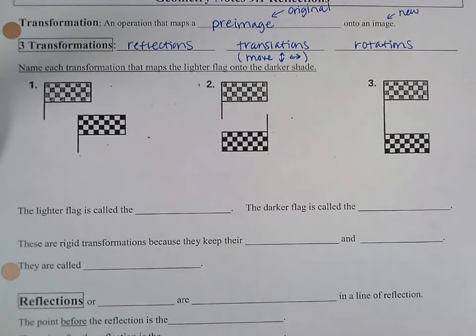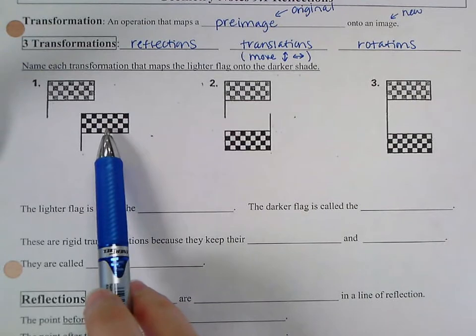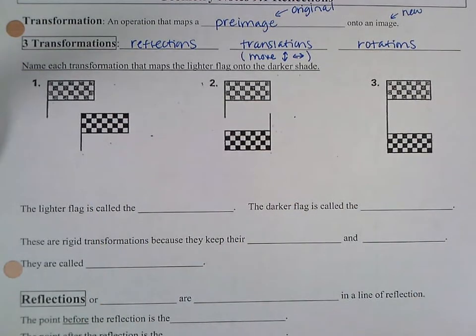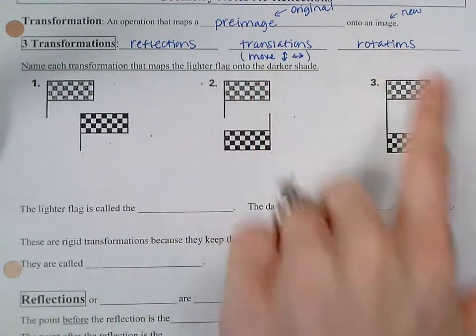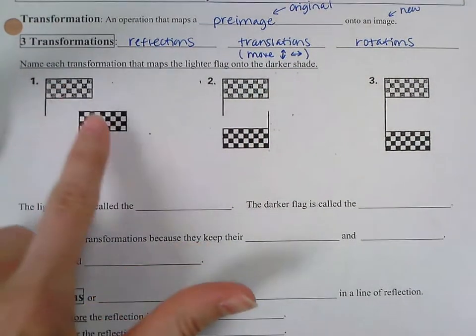So there are 3 problems below there. It says name each transformation that maps the lighter flag onto the darker shade. And for each of them, maybe it's hard to tell up on my screen, but it is the top ones, that's the lighter flag, and then you can tell, hopefully by looking at your sheet, it's not a huge difference, but the other figure does look a little darker, more black than gray. So between those 3 transformations, what would you say is happening in number 1? How do you get from the lighter flag to the darker one?